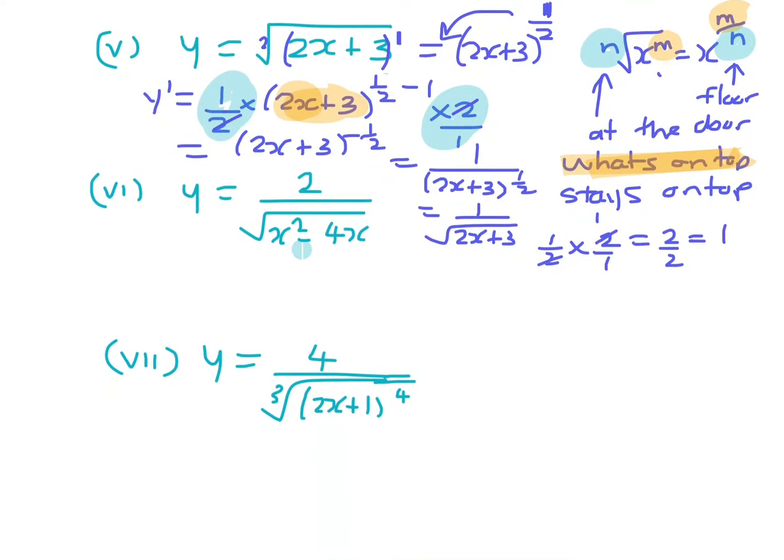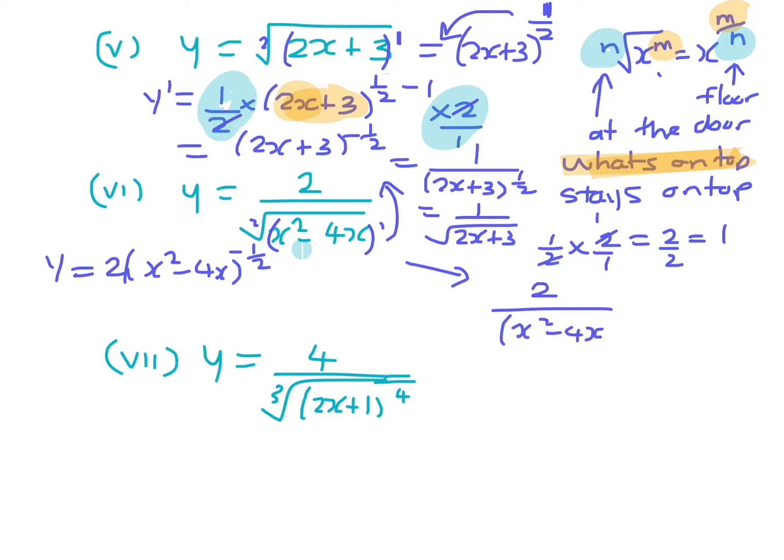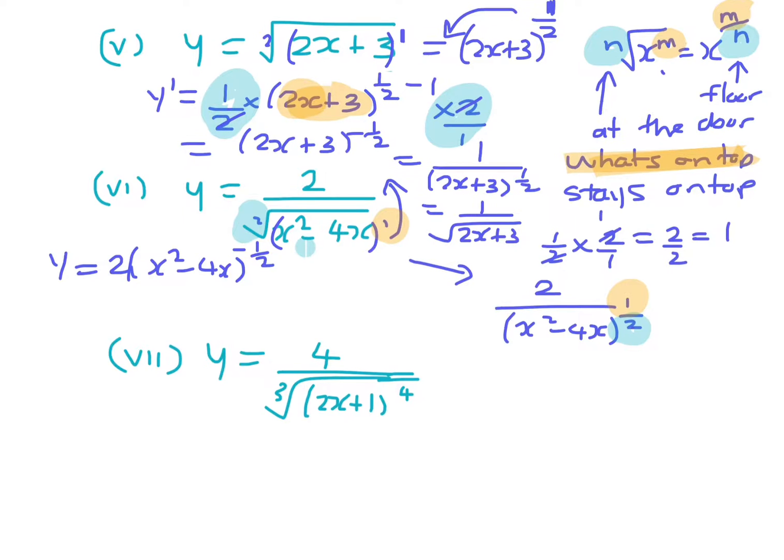Okay, so just looking at the next two. All right, so look at this one here. First of all, we have to put it into index form. So it's 2 over the square root of x squared minus 4x, which is x squared minus 4x to the power of 1 on 2. You put that to the minus a half because you bring it up to the top. Okay, I'll just do that step by step. So it's square root, so the 2 goes on the bottom and the 1 goes on top, because what's at the door ends up on the floor, and what's on top, which is the 1, stays on top.